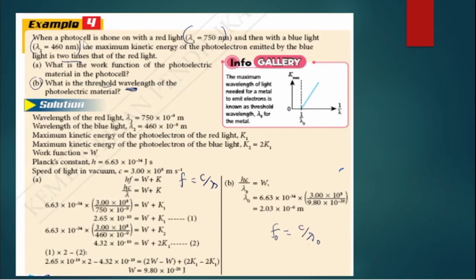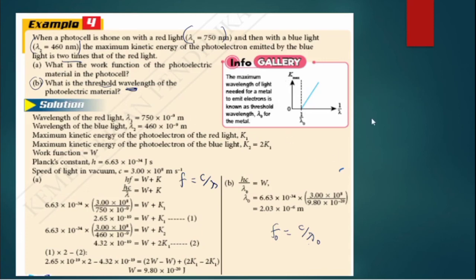Example 4. When a photocell is shone with a red light, lambda 1, and a blue light, lambda 2, the maximum kinetic energy of photoelectrons emitted by the blue light is 2 times that of the red light. What is the work function of the photoelectric material in the photocell? What is the threshold frequency of the photoelectric material?